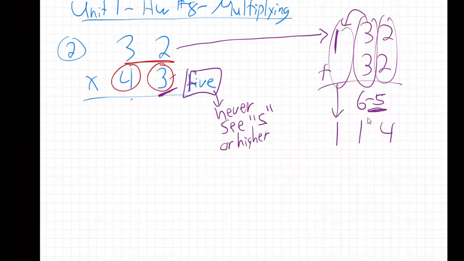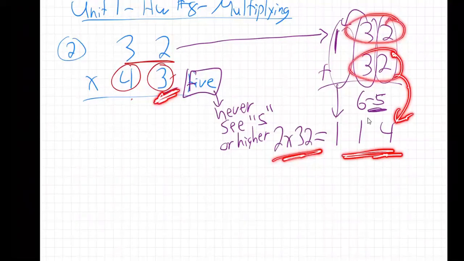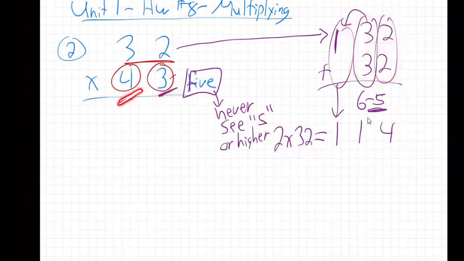So 1, 1, 4. Now, what is that? That is 2 times 32, isn't it? Right? Because that's 32 added to itself twice. I added 32 twice, so that's 2 32s, isn't it? 114 is 2 32s. I need 3 32s, so I got to do another one. You tracking with me? I got to do 1 more 32, and then I got to do 1 more after that to get the 4.